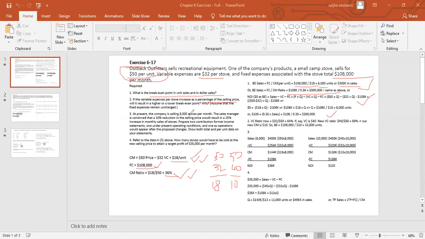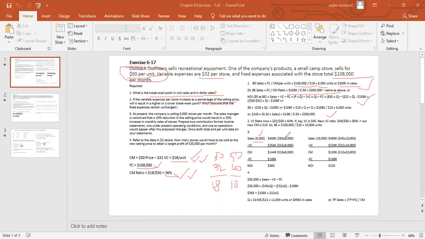At present, the company is selling 8,000 stoves per month. Sales manager is convinced that a 10% reduction in selling price... Well, in that case, if the question is, what would be the difference between these two? You have to do both, right, next to each other. So you do it, current scenario is what?